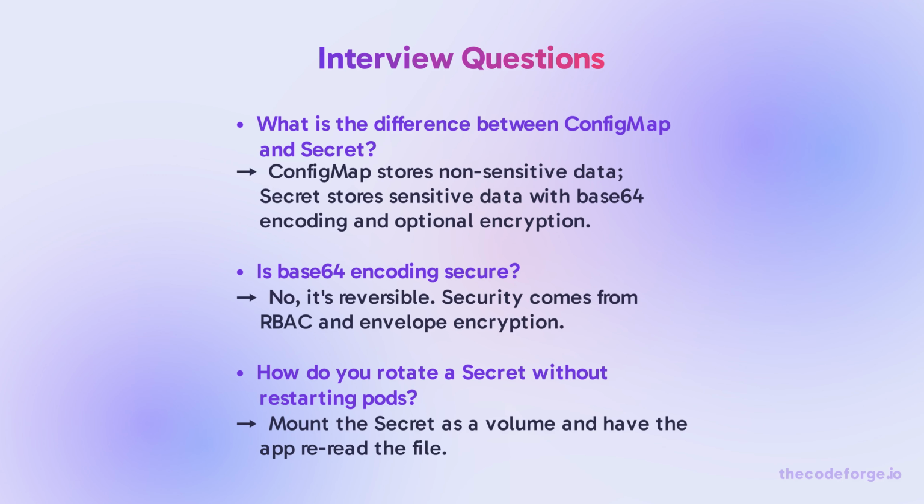Let's run through some common interview questions. What is the difference between ConfigMap and Secret? ConfigMap stores non-sensitive data. Secret stores sensitive data with base64 encoding and optional encryption. Is base64 encoding secure? No, it's reversible. Security comes from RBAC and envelope encryption. How do you rotate a secret without restarting pods? Mount the secret as a volume and have the app reread the file.